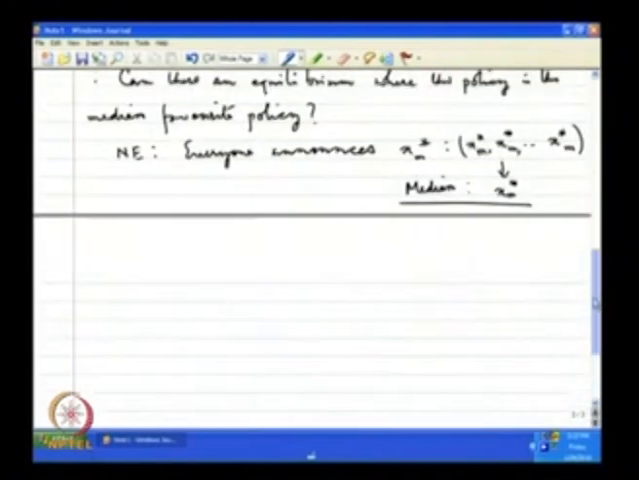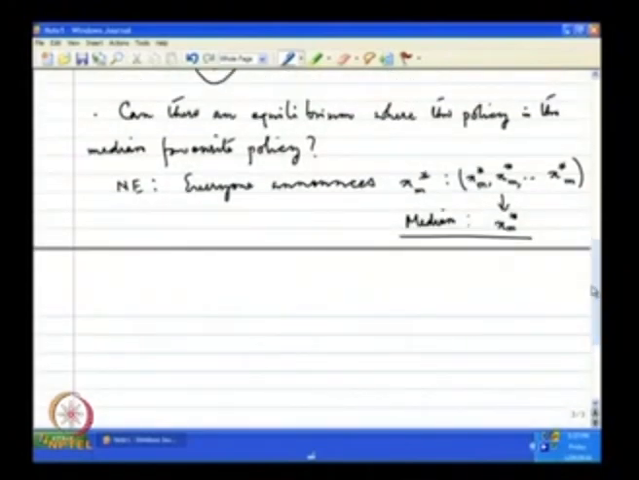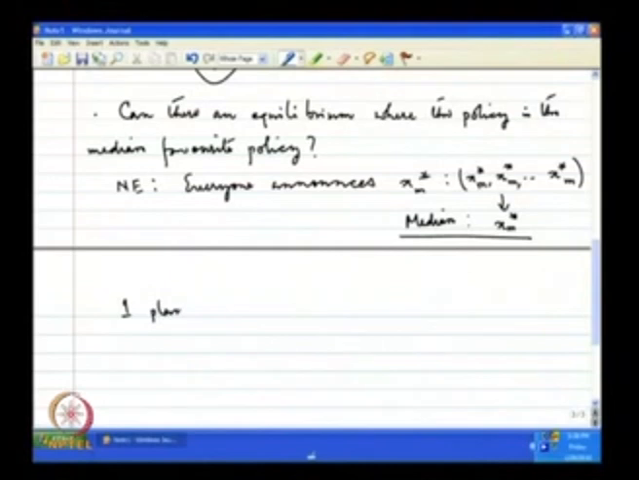The question is, is this a Nash equilibrium? To check whether this is a Nash equilibrium, what I have to check is that if someone deviates, can he or she be better off? Now, if for example, player 1 deviates, even then he cannot change the policy because there are other players in the group. He is announcing something else, suppose X1, but the other things remain as they are. And the median of all these numbers is again Xm star.